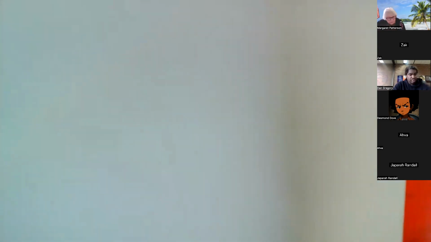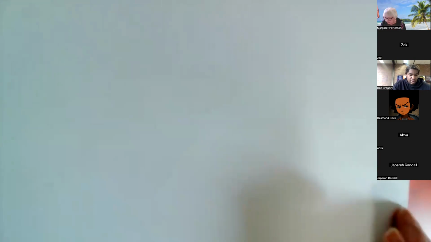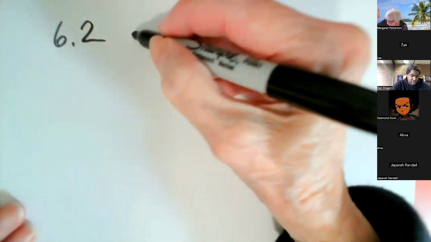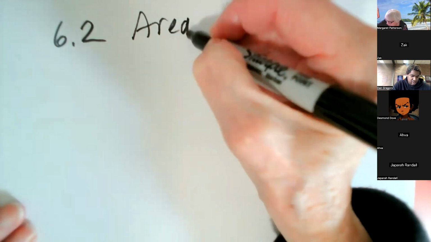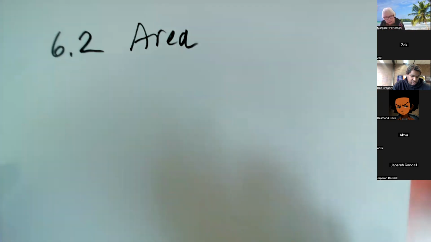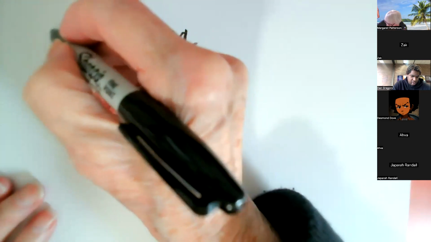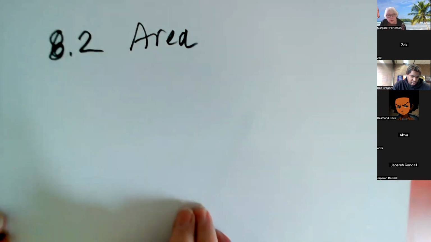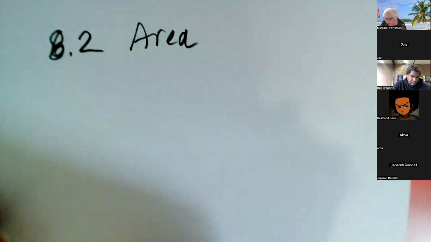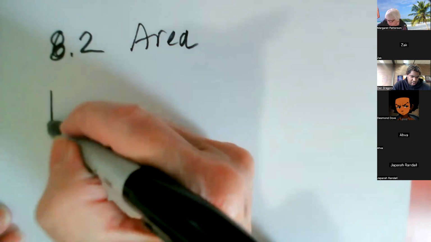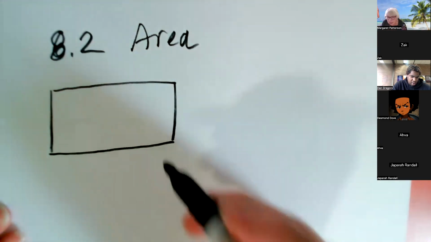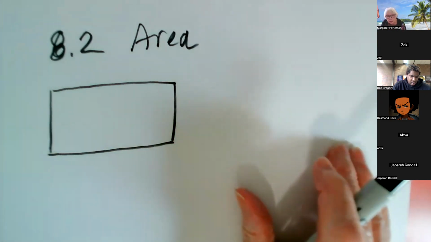Now, 6.2 is about area. It's 8.2 in chapter 8, right? So this is about the area of these same figures that we just drew. And so I'm going to start with the rectangle, because I believe some people.